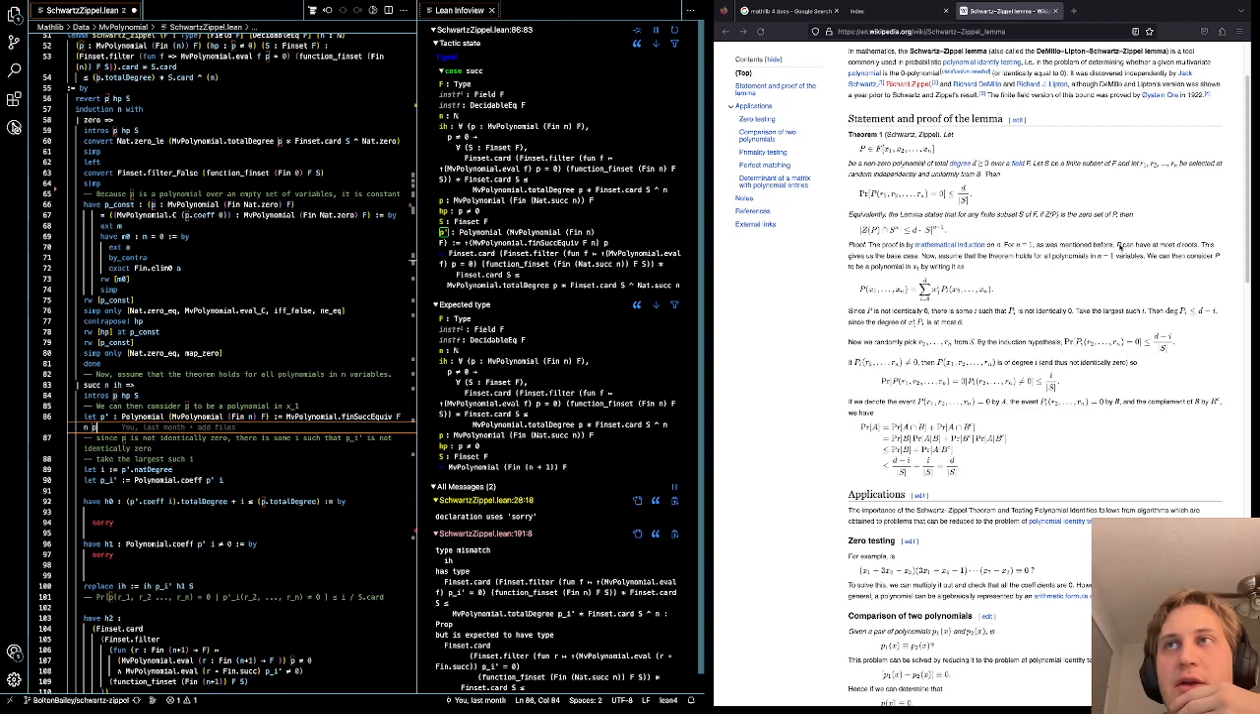P to be a, yeah, we have p, which is a polynomial in n, right? So in this case, it would be successor of n. But we now assume the theorem holds for polynomials in n-1 variables. We can consider p to be a polynomial in x1 by writing it as a formal sum of coefficients times x1 to the i. Since p is not identically 0, there is some i such that p_i is not identically 0.